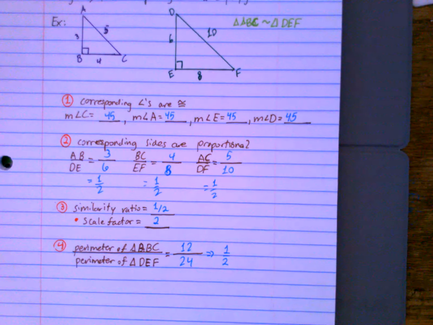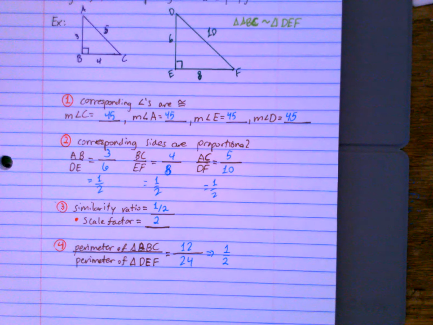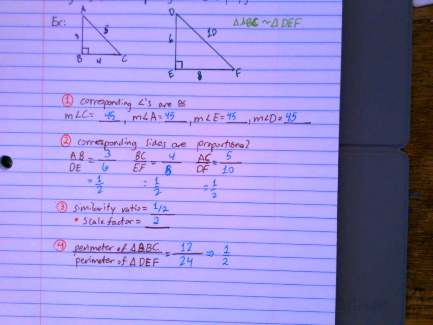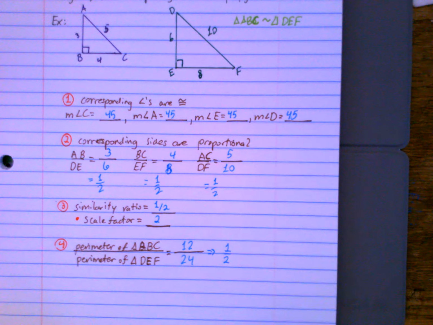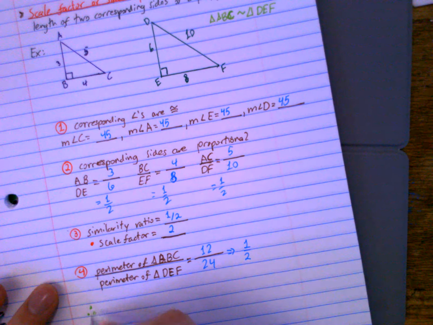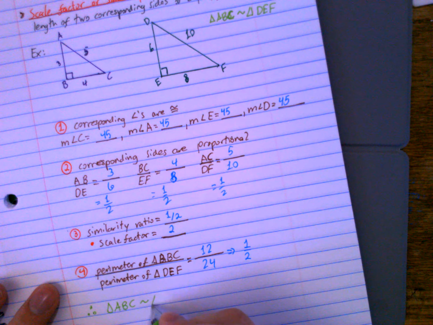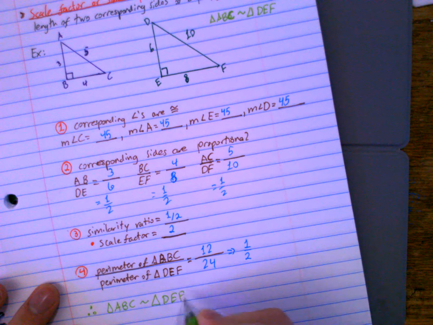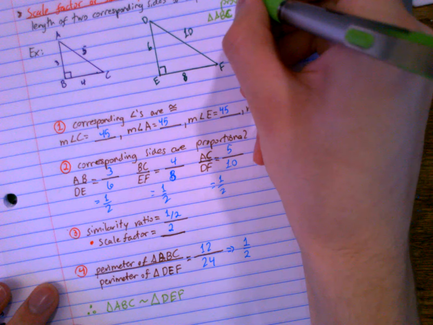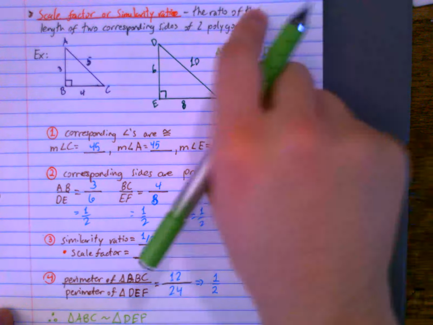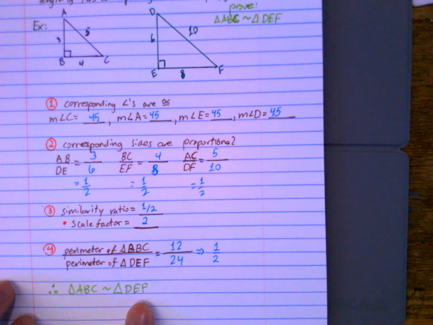Therefore, given that the corresponding angles are congruent, check. Given that the corresponding sides are proportional, check. The similarity ratio is 1/2, the scale factor is 2, check. And 4, that the perimeters are also 1/2, check. Therefore, these two triangles are similar. So I will make the final statement down below: therefore, triangle ABC is indeed similar to triangle DEF. So we're proving this. This is our result down here. And we're done.